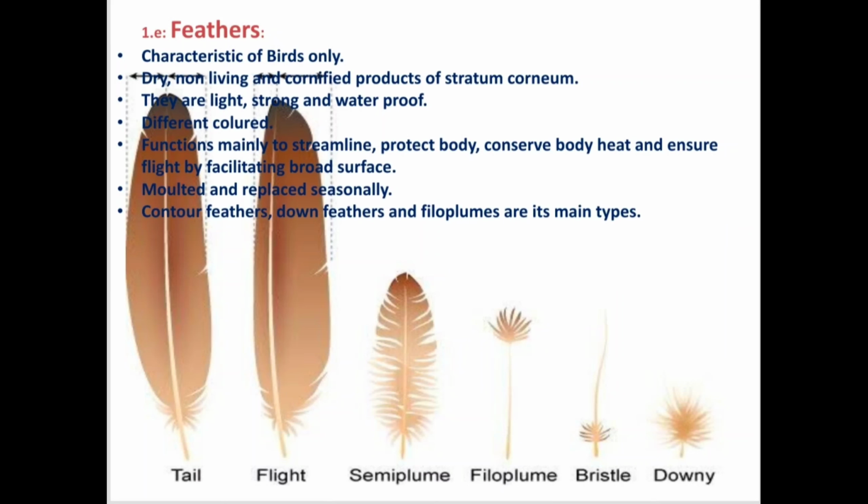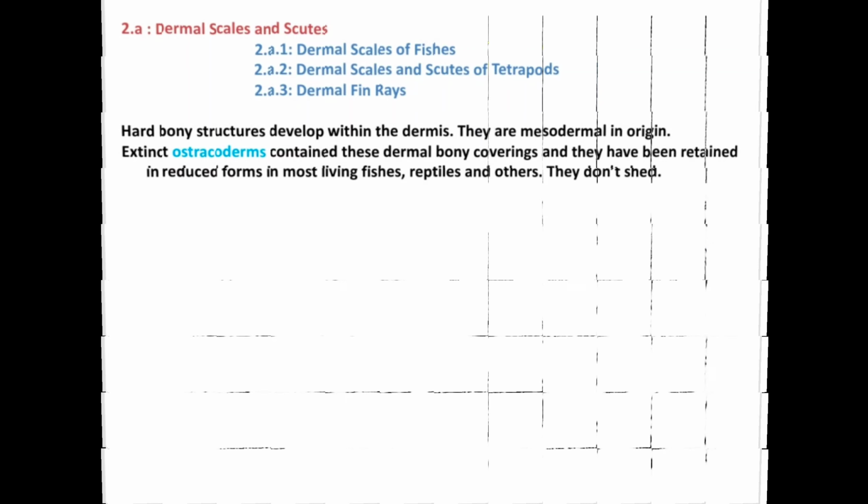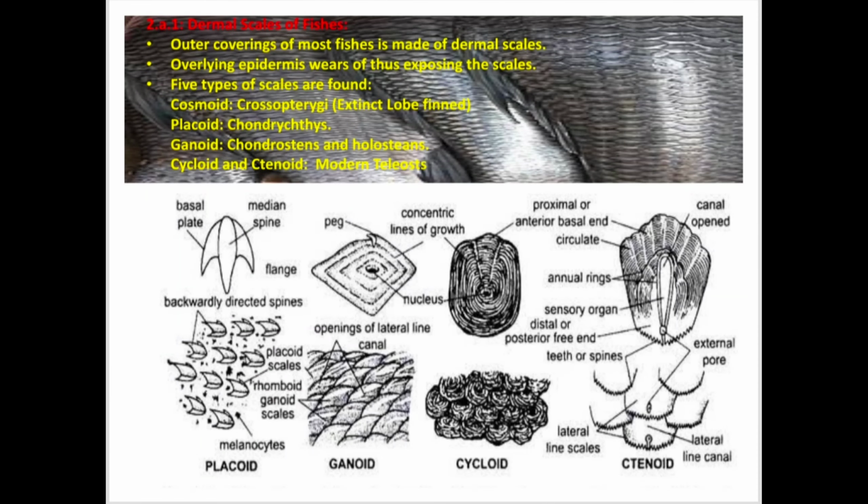Now we will be discussing dermal derivatives, and this includes dermal scales and scutes. First we will see dermal scales of fishes. Scales in fishes are dermal in origin. These scales are covered by overlying epidermis, but it wears off as these scales develop. 5 different types of these dermal scales are known depending upon their structure or nature. For example, cycloid scales, ctenoid scales, placoid, ganoid, and cosmoid.